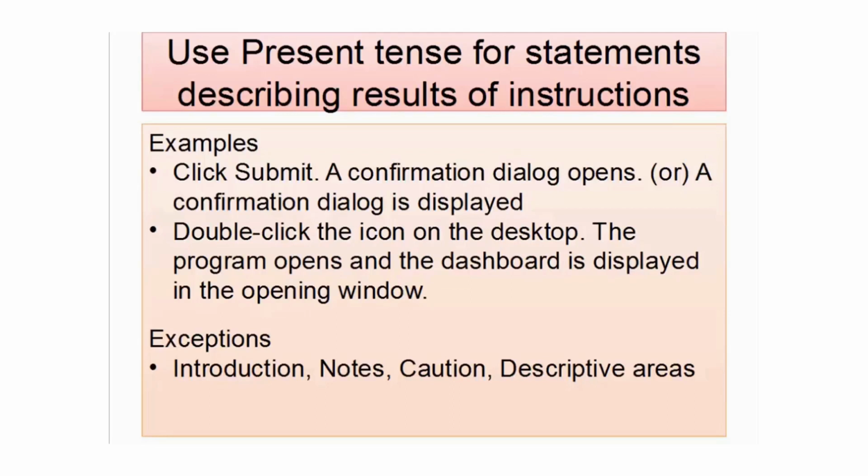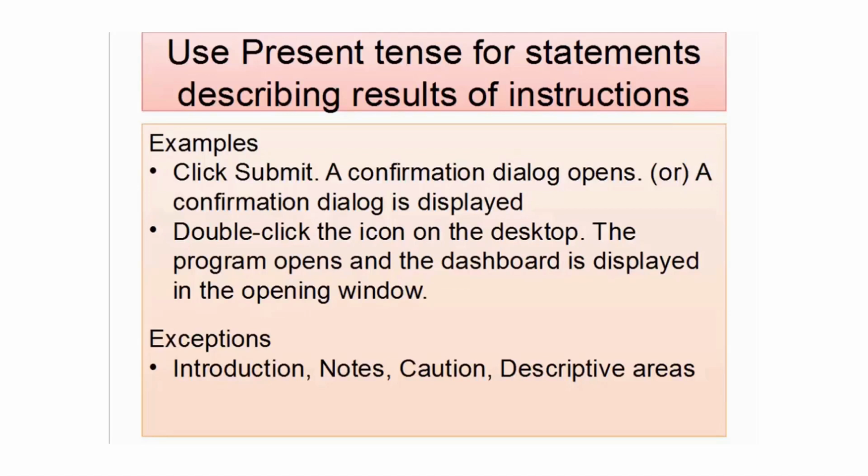For example, if a confirmation dialog were to open on clicking the Submit button, you would use the present tense to describe the result of the action as follows. Click Submit. A confirmation dialog appears. "A confirmation dialog is displayed" is also accepted, but "a confirmation dialog will open" is not acceptable, although it may be technically and logically correct.